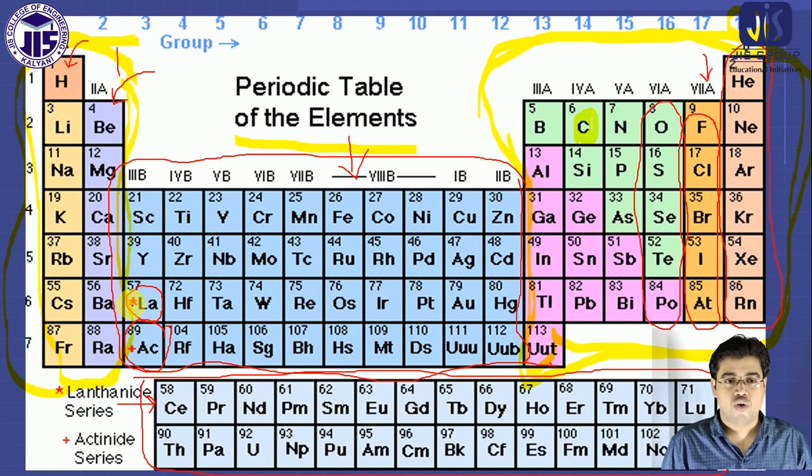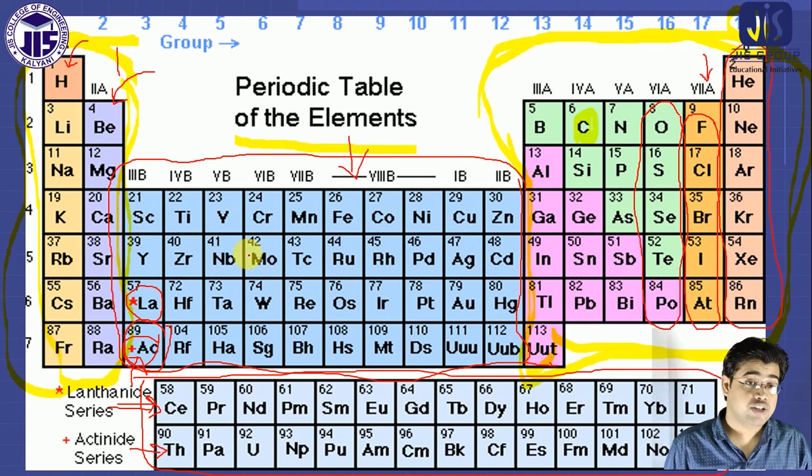Okay, so all the elements from cerium to lutetium are in the same position, that's why it is called the Lanthanide series. And another is the Actinide series, that means all the elements starting from Th to Lr are in the same place, so that is actually called the Actinide series. Okay, so all these things you have to keep in mind.